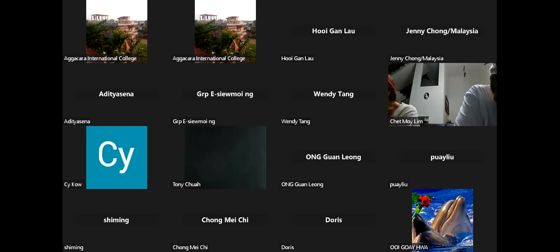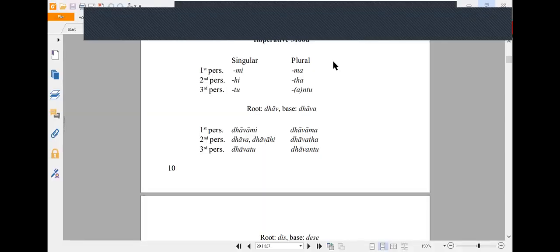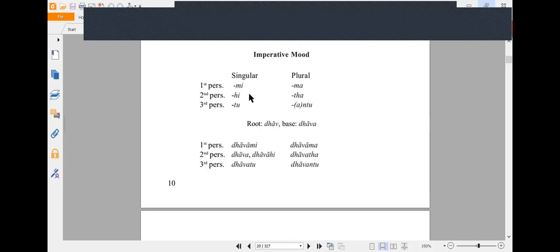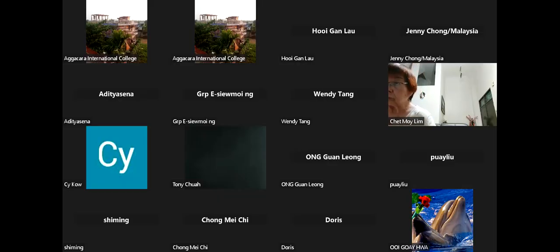Okay, the previous lesson is about the imperative. Tu, entu, hita, mima. Dawatu, dawantu. Dawa, dawahi. Dawata, dawami, dawama. So you notice that dawa is the short form and dawahi is the long form. Today we are going to study some of the suttas like this, especially where you always see the tu and tu. So I'll go to the chanting, which is still a little bit demanding.